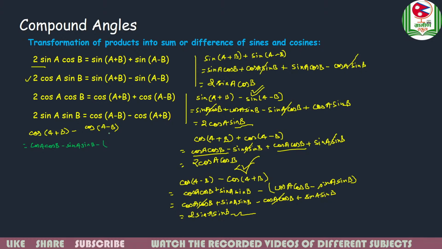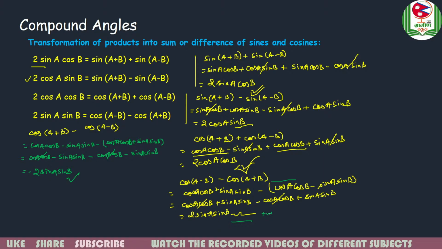and minus what is cos(A-B)? Cos(A-B) is cos A cos B plus sin A sin B, and it is here cos A cos B minus sin A sin B minus cos A cos B minus sin A sin B. So here cos A cos B positive and negative cancel out, and the result is minus 2 sin A sin B. So if you write cos(A+B) minus cos(A-B), the result will be negative, that is minus 2 sin A sin B. If you write cos(A-B) minus cos(A+B), at that time the result is 2 sin A sin B. The result is positive.